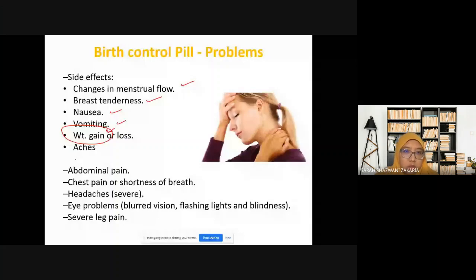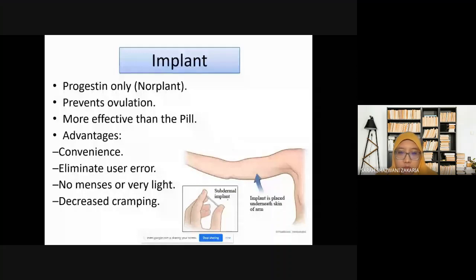Okay. Next, implant. So this is an implant example. It looks like this subdermal implant. In this subdermal implant it contains this progesterone or this hormone over here. Again, it will affect the hormonal regulation of the female reproductive system. The effect is preventing the ovulation. So you faham macam mana, okay? More effective than pills. Why is it more effective than pills? Because this implant device is already implanted subdermally, under the skin, so the progesterone level in the body will be kept at a high level.